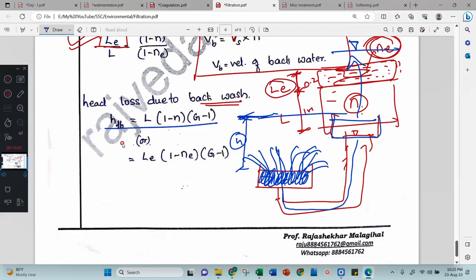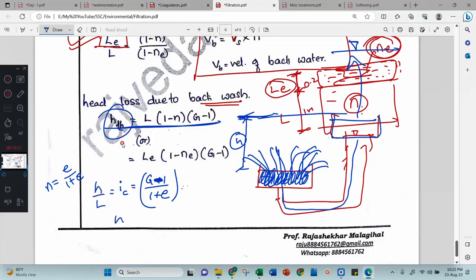That will clean the sand surface and it will be removed. That's why this equation is used. If you are familiar with geotechnical equations, you can use this. Say for example, n = e / (1 + e). Then you have the equation ic = (G − 1) / (1 + e). What is this? ic is H by L. So H = L × (G − 1) / (1 + e). Then what is this 1 + e? Since e = n / (1 − n), we substitute. Then some alteration you have to do. G − 1 is there as it is, L is there as it is, and then 1 by 1 + e.